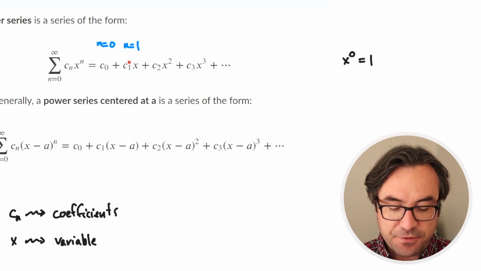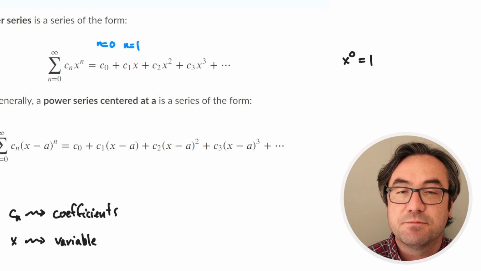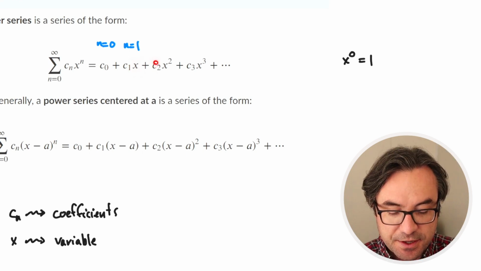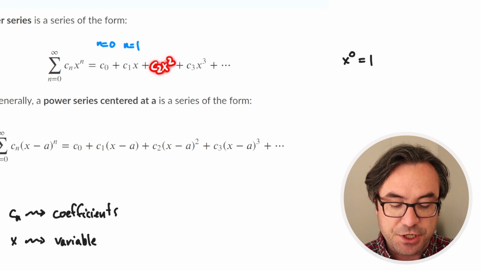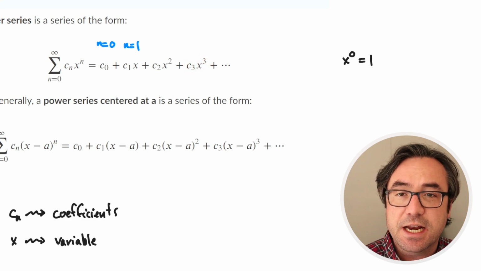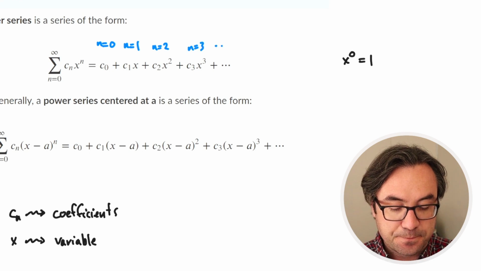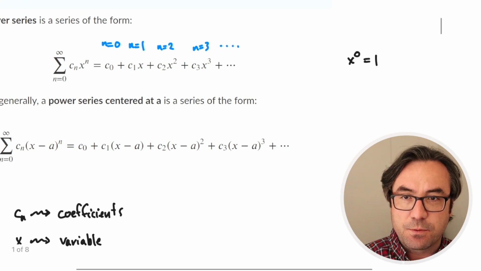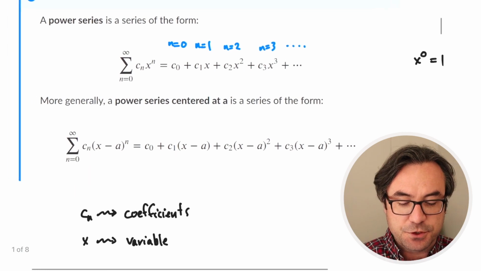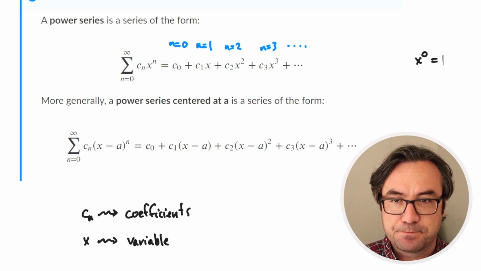So you can think of c sub 1 as the coefficient of the linear term. You can think of c sub 2 as the coefficient of the squared term. You can think of c sub 3 as the coefficient of the cubed term. And this just keeps going on like this. And again, with a series, we're trying to add all these terms together. All right, so that's if we write out the first few terms of a power series. This is our sigma notation.